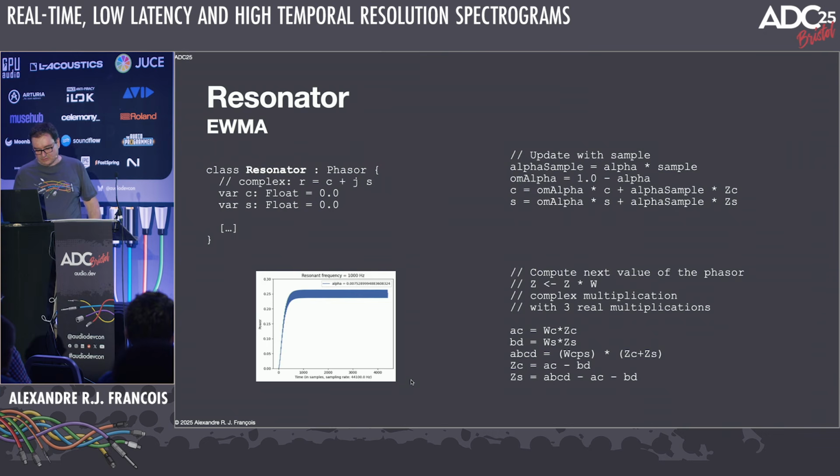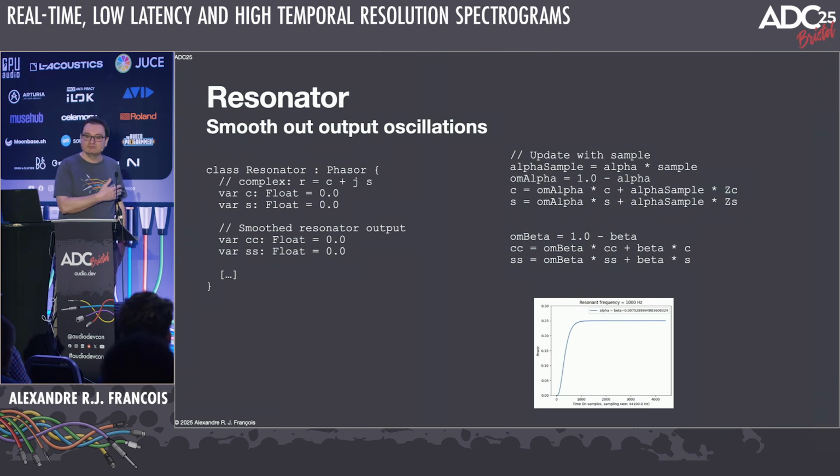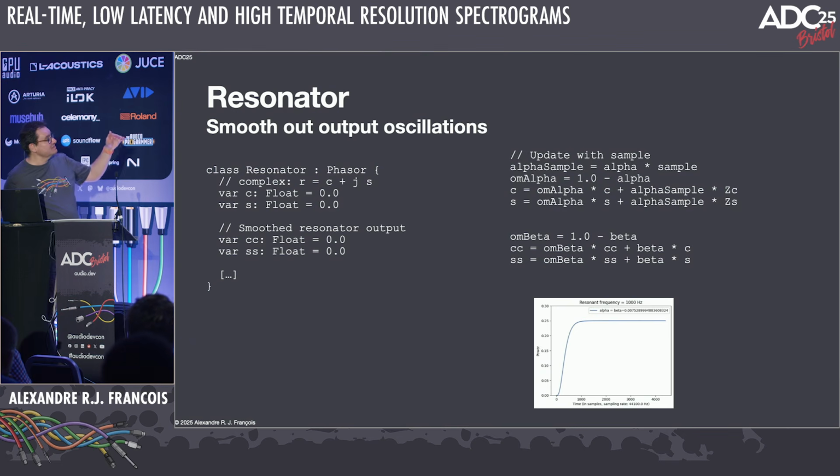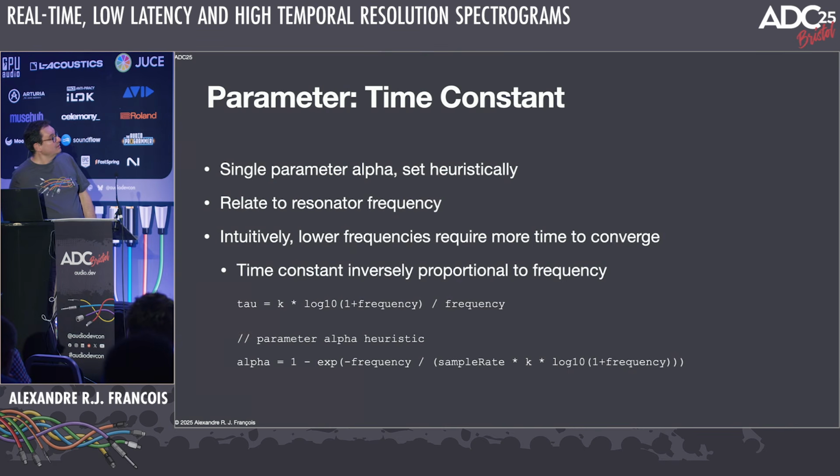So we add one more step of smoothing to remove those oscillations, because you get a bit dizzy if you look at it too long. So, of course, we know how to do that with our exponentially weighted moving average. That just adds one more step, very cheap to compute as well, and very low latency as well. And then you see that you remove the oscillations. Okay, so that's great. That's how we do one resonator.